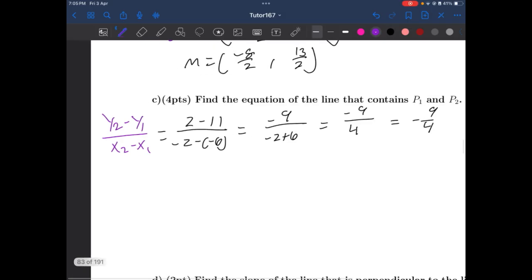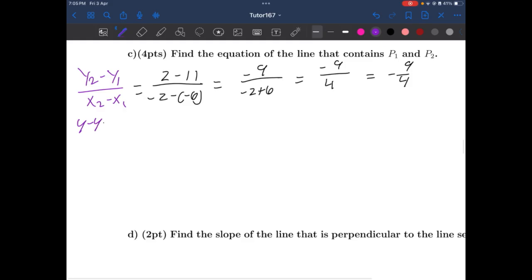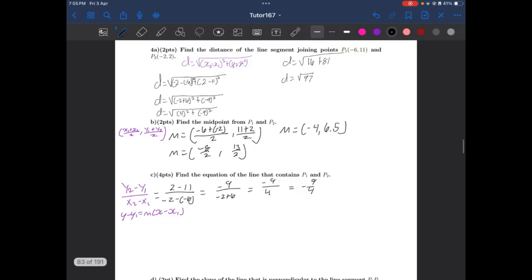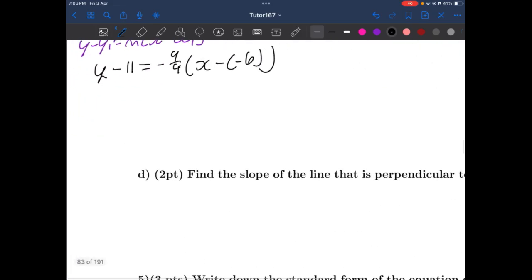That's our slope. And we're going to take the point-slope formula. So that's y minus y1 equals m times open bracket x minus x1. We're going to substitute either one of the points. Let's just use point 1. So that's y minus 11 equals m, our slope, negative 9 over 4, open bracket x minus open bracket negative 6. Don't just put x minus 6. That's a negative 6, so you have to put minus open bracket negative 6. I'm going to simplify. So that's y minus 11 equals negative 9 over 4 open bracket x plus 6.